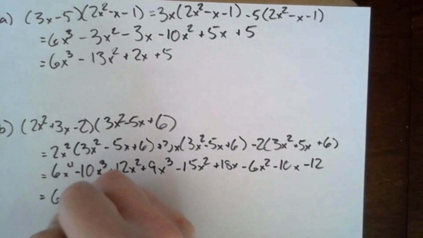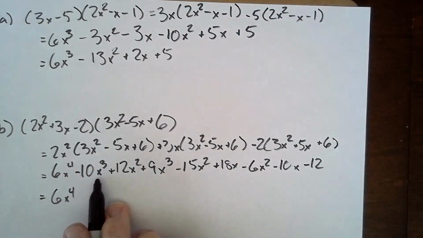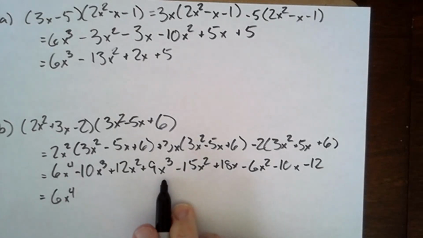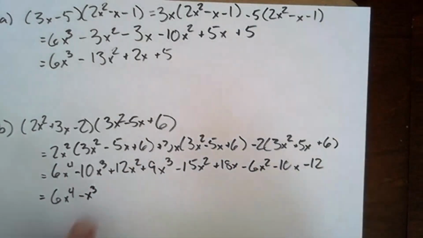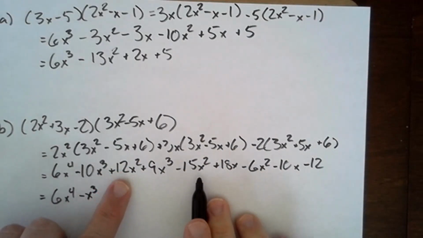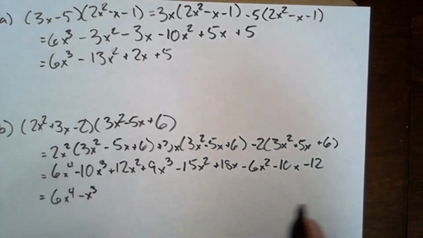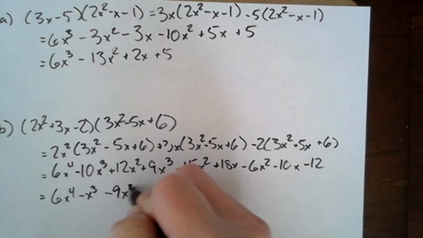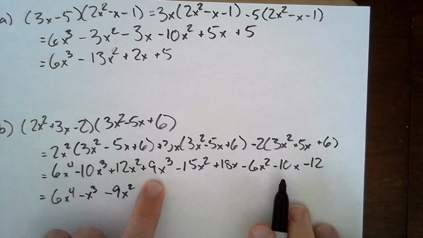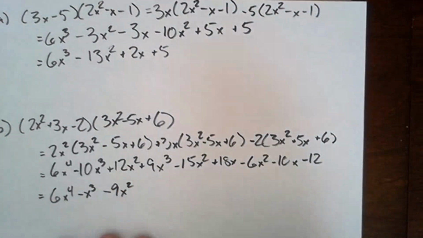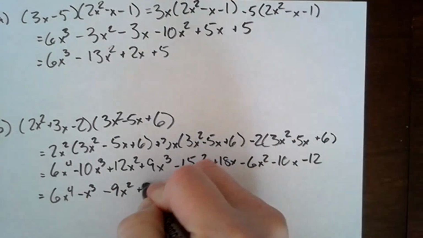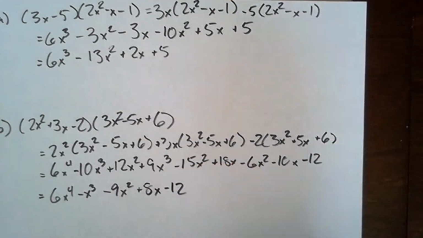Combine like terms, I've got 6x to the 4th, minus 10x cubed plus 9x cubed is minus x cubed. 12x squared minus 15x squared is negative 3x squared, minus 6x squared is negative 9x squared. 18x minus 10x is plus 8x, minus 12. 6x to the 4th minus x cubed minus 9x squared plus 8x minus 12 is our product. Continuing on.